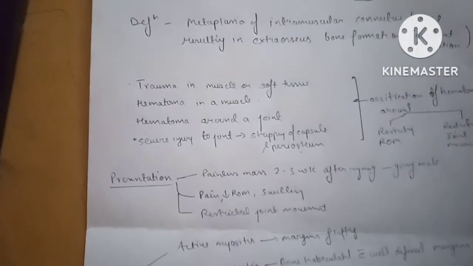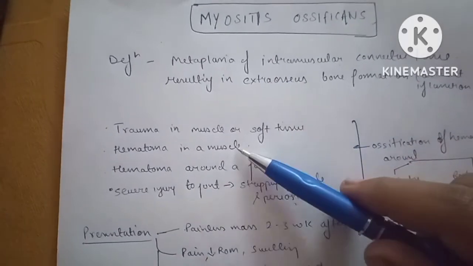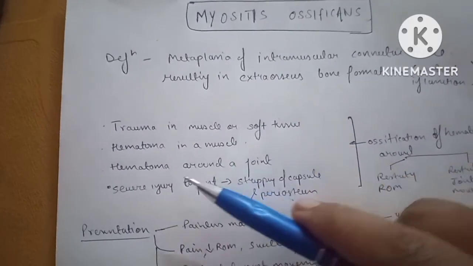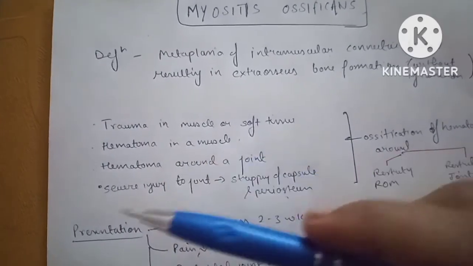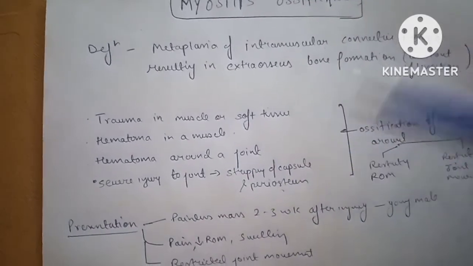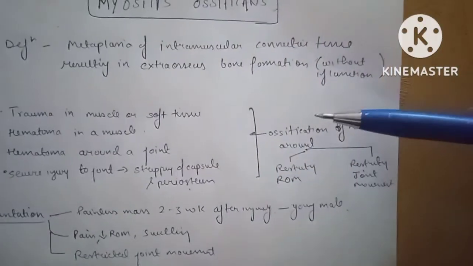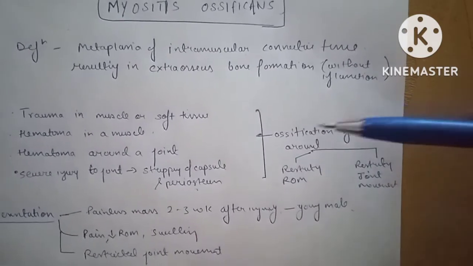The causes for myositis ossificans can be a trauma to muscle or soft tissue that leads to hematoma formation within the muscle, or it may be injury to the joint that leads to hematoma around the joint. Also, in children, severe injury to a joint leads to stripping of the capsule and periosteum. All these things lead to hematoma formation, and the hematoma eventually ossifies.